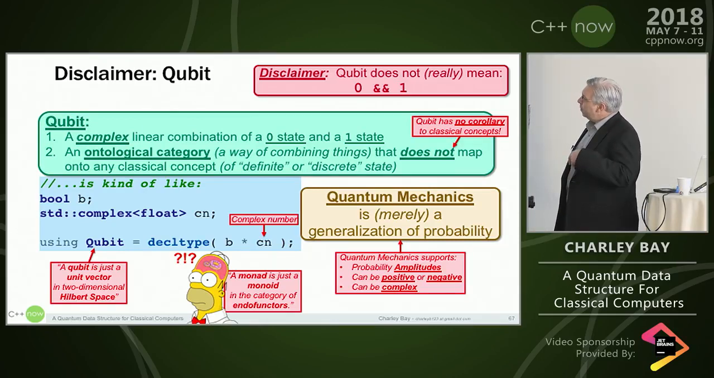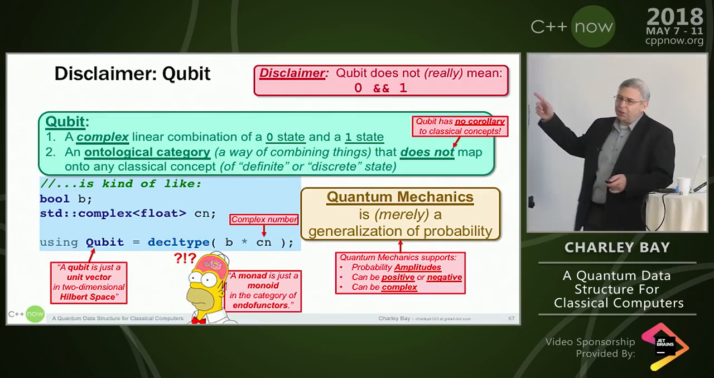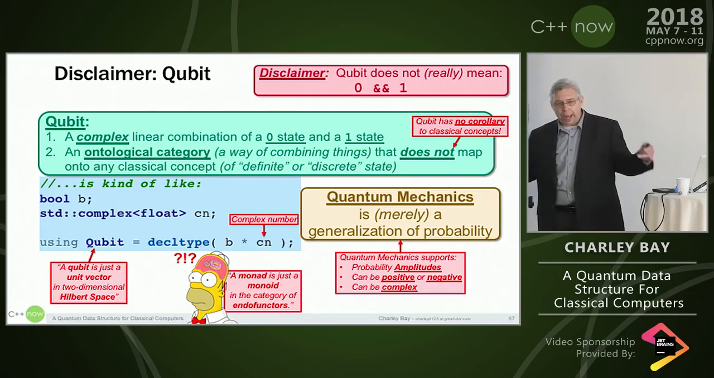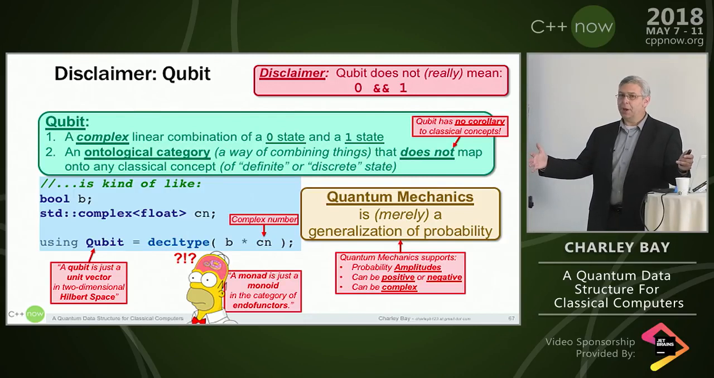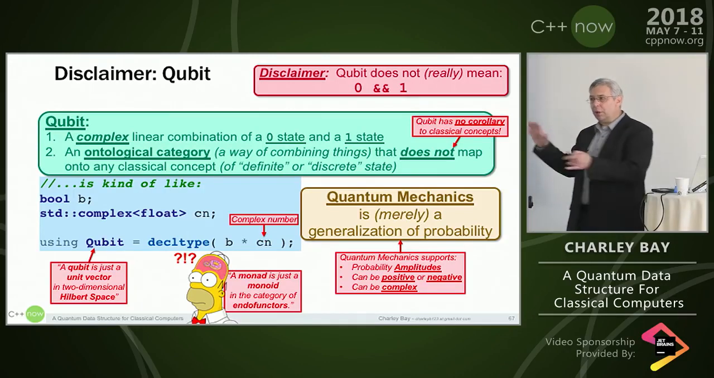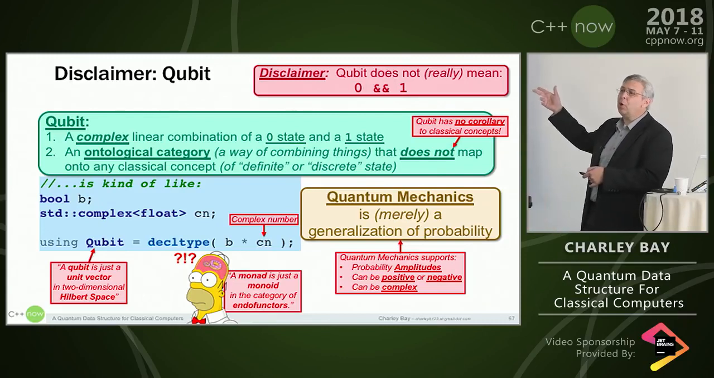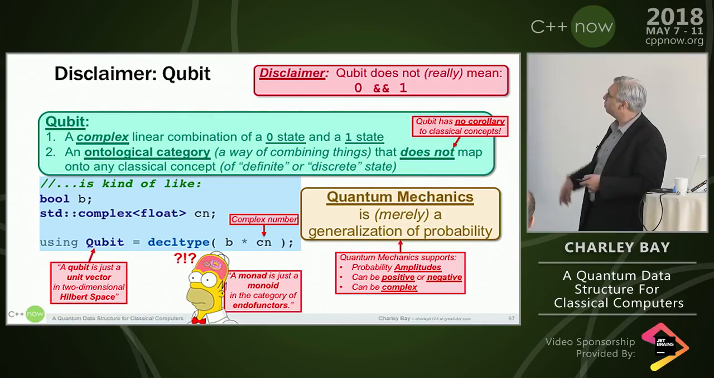So it's also, second definition, an ontological category, a qubit is. A qubit is an ontological category. It's a way of classifying things. There's no corollary there with our classical system, so that's gonna be an issue. We're gonna start doing and thinking about things where we don't have a classical corollary. That's gonna be the superposition thing. It doesn't map directly to anything classical.